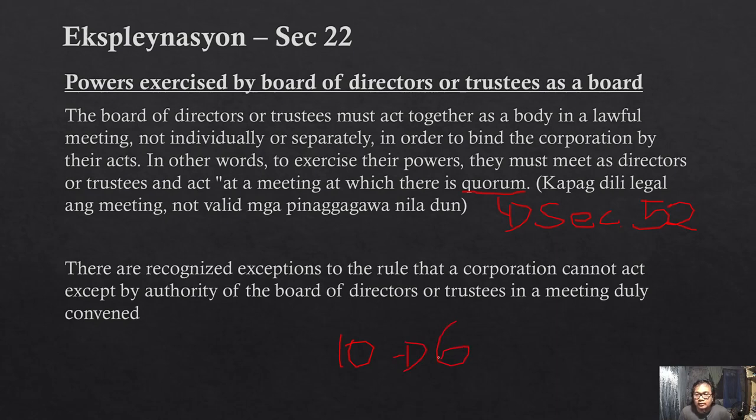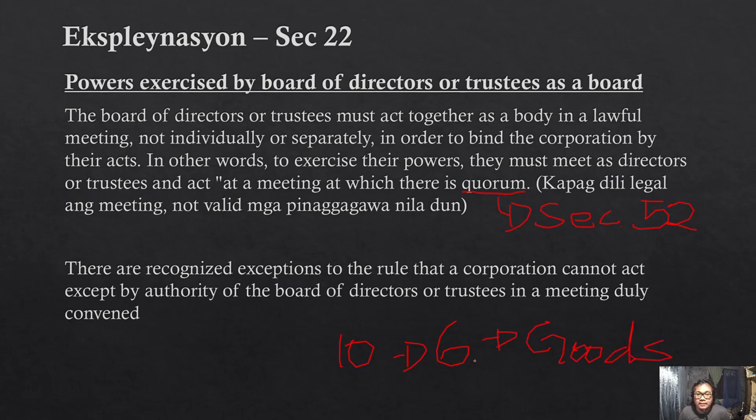Pero pag provided sa kanilang bylaws or sa articles of incorporation na the quorum for the board shall constitute 70%, so 70% daw of the board para mag-constitute ng quorum. Pero pag walang ganung provisions, majority. So ang majority ng 10 is 6. So kapag sa isang meeting present yung 6 board of directors, goods na. Valid yung meeting na yon, proper.